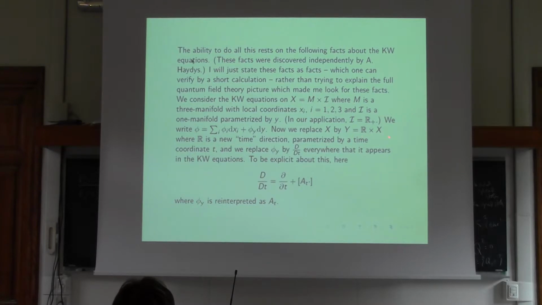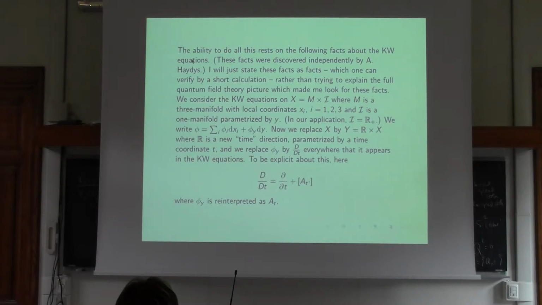So what made me remember it was that here, I'm going to replace X by R times X. X is not any 4-manifold, it's a 4-manifold M times I. R, in our derivation, is the 5th dimension that we got by T-duality. Except in the classical picture, I'm taking it to be R, whereas T-duality would have given us a circle. So R is a new time direction, parameterized by a time coordinate that I'll call t.